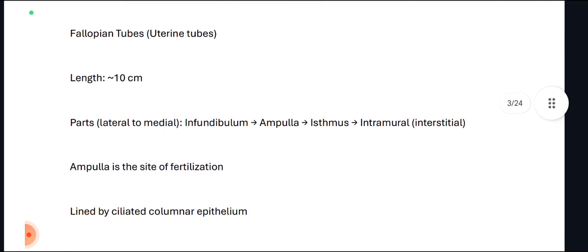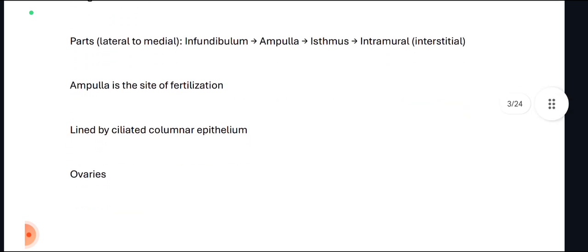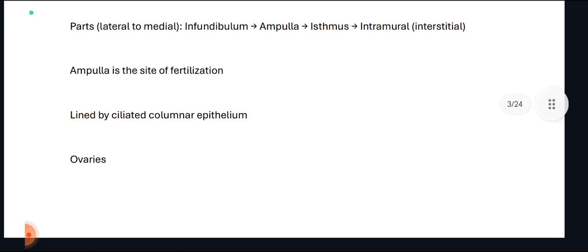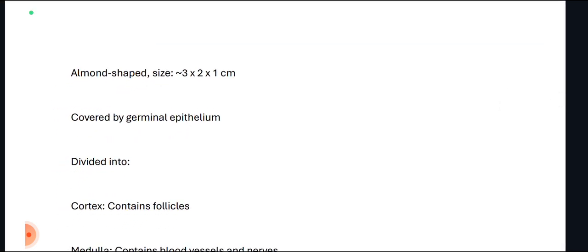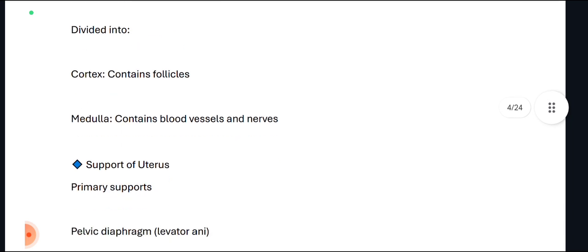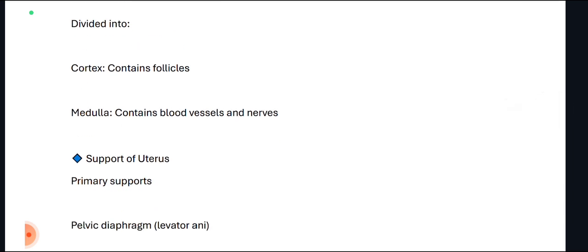Okay, now third one are the fallopian tubes, also called uterine tubes. They are 10 centimeters in length. The parts from lateral to medial are infundibulum, ampulla, isthmus and intramural or interstitial part. Ampulla is the site of fertilization. This fallopian tube is lined by ciliated columnar epithelium. The next and important part is the ovary. Ovaries are almond shaped, 3 into 2 into 1 centimeter in size. They are covered by germinal epithelium, which is the cuboidal epithelium. The ovary is divided into cortex, which contains follicles, and medulla, which contains blood vessels and nerves.